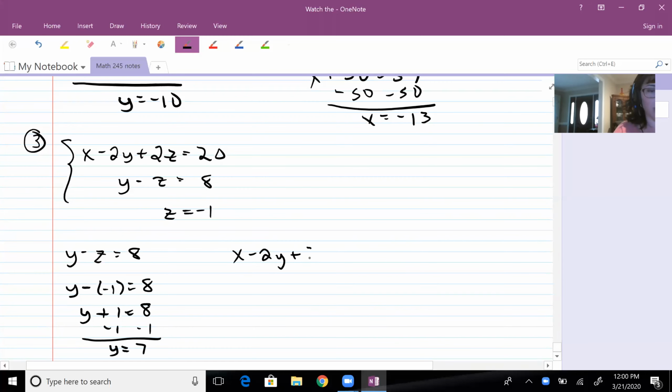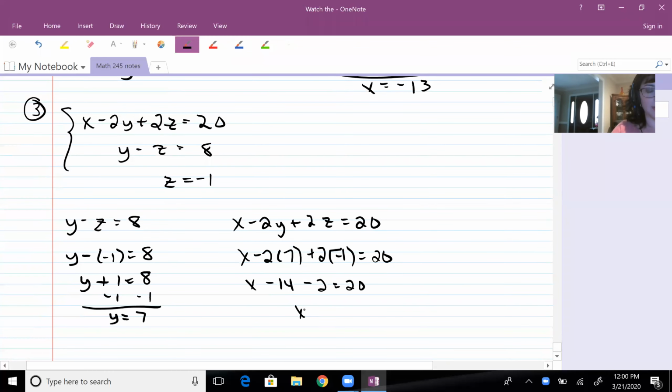And then we move to our top equation. We know that y is 7. We know z is -1. That's really -16 on the left. And then we add that 16 to 36. So I'm looking for an x, a y, and a z.